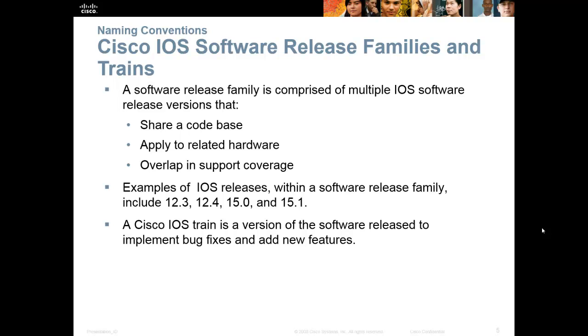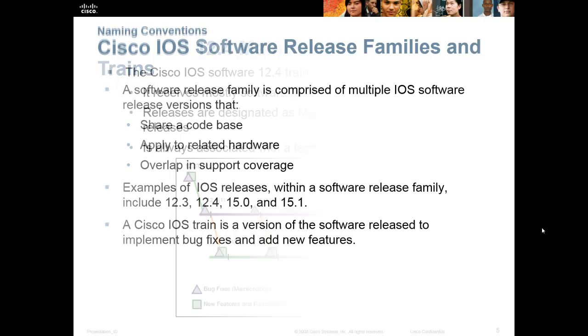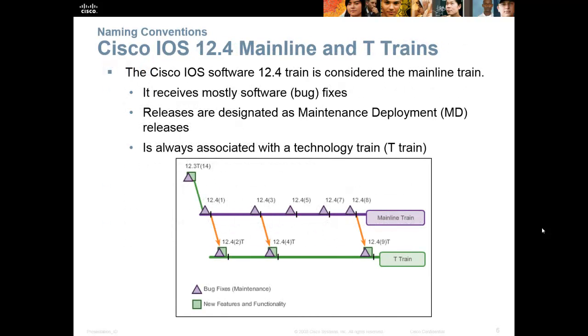So all of version 12 is a family, and then you have different families because you might have one package that supports the 1900 series router. You might have one package that supports the 2600 series router, that kind of stuff. And then you have different trains that are different improvements on that family. And then you have mainline trains, and then you have T trains.